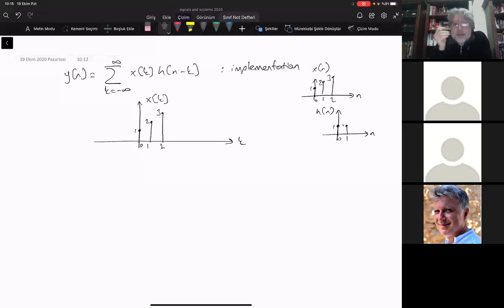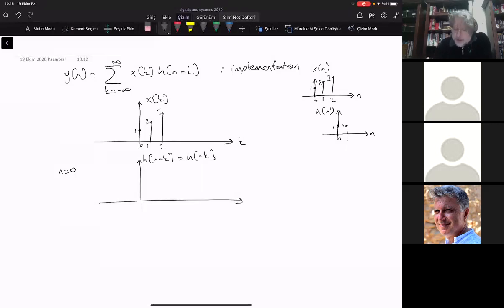Now, how can I draw h of n minus k? It depends on what we choose as n, of course. For various values of n, it will look different. So let's start from n equal to 0. If n is equal to 0, what does h of n minus k look like? Then it will be h of minus k, because it will be 0 minus k. h of 0 minus k is h of minus k.